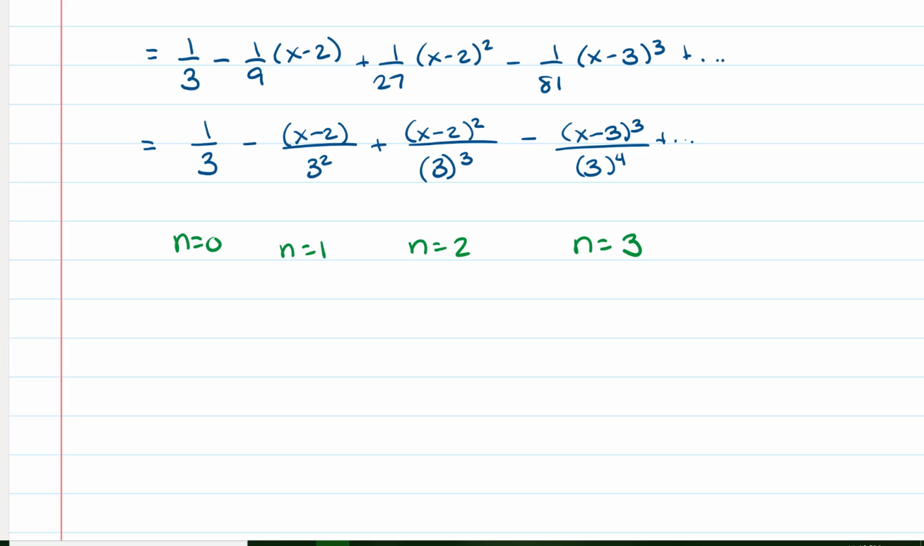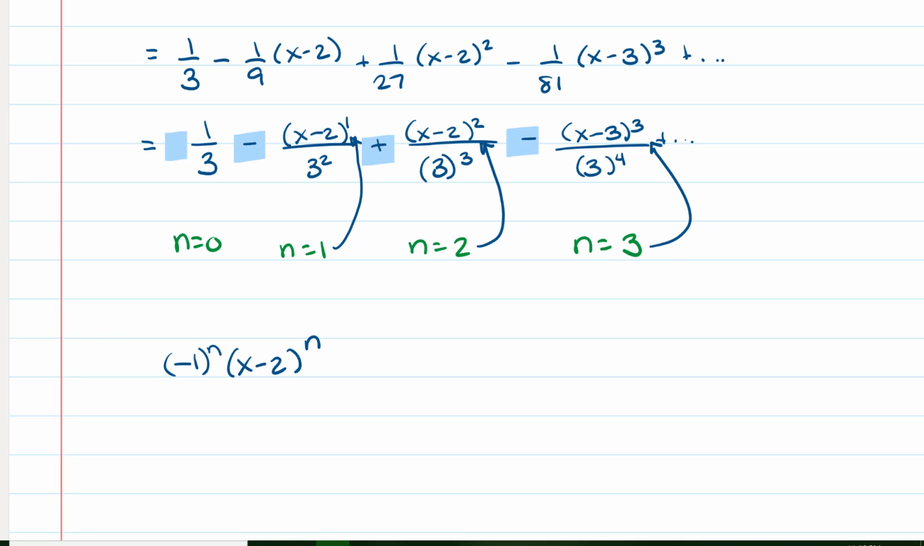So I know it's going to alternate because it goes positive, negative, positive, negative. So I know I'm going to need a negative 1 to the n. And then it looks like I have x minus 2. And then this increases by 1 every time in the numerator. So it's just n. Because when n is 1, this is 1. When n is 2, that's 2. When n is 3, that is 3. Okay? So then I'm going to divide.